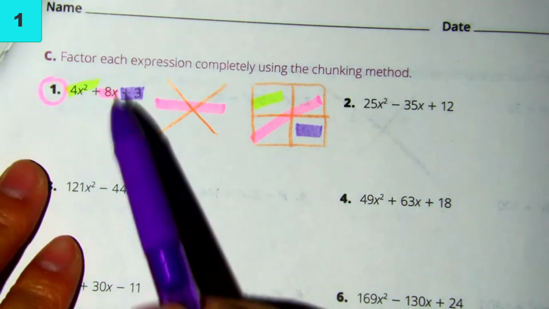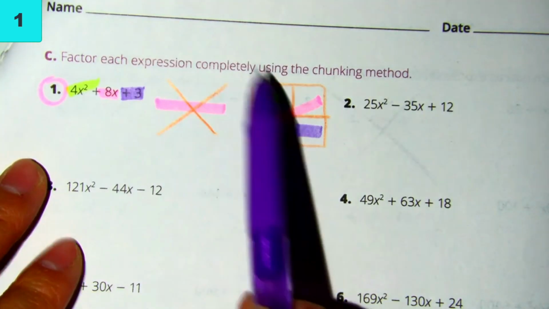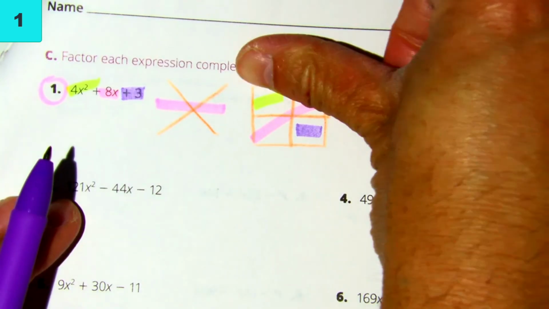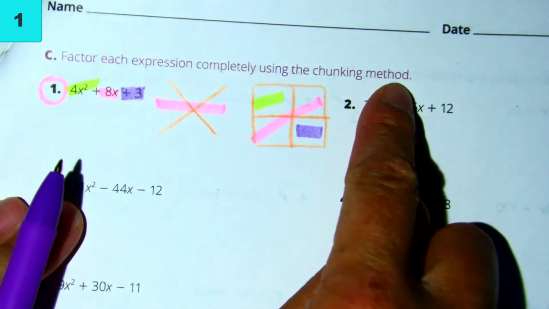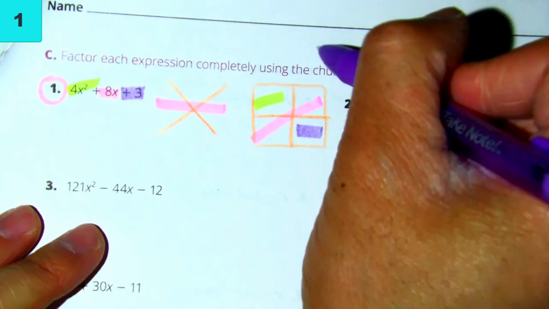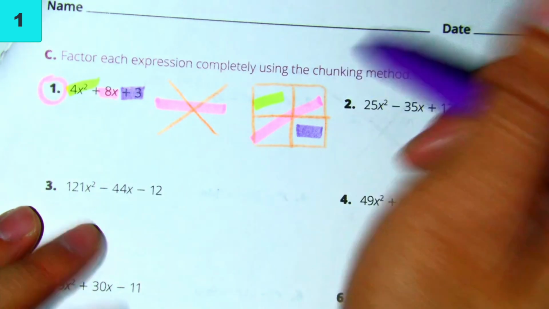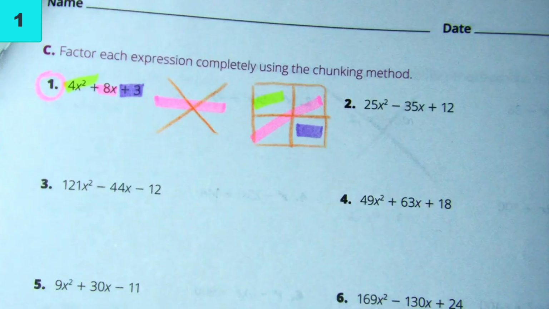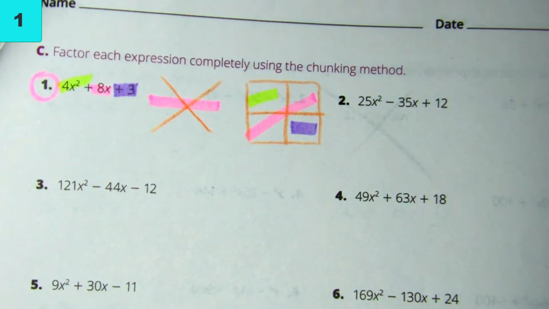Alright, factor each expression completely. That's what I'm basically going to tell you for your quiz, but it says using the chunking method. Remember, you can use the chunking method, or you don't have to. All you want to know is if you can factor. Let me show you guys how to use the X-box.